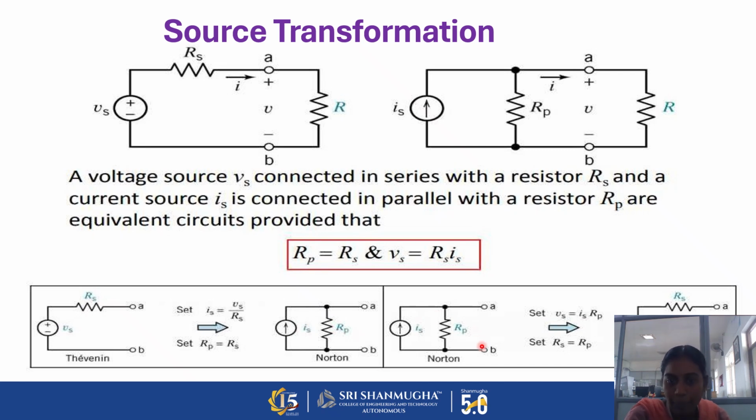In the same way, a current source can also be converted into a voltage source. The same resistance which is connected in parallel is replaced here as a series resistor. The voltage value is calculated by V equals I into R. So by using Ohm's law, we can simply convert any kind of source into another kind.